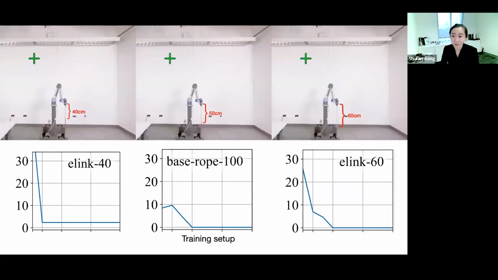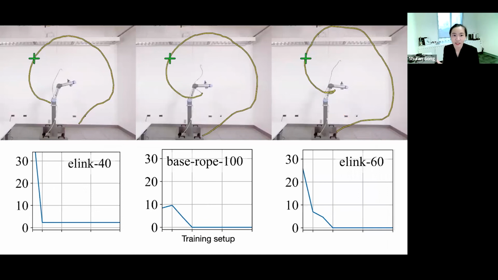As expected, for the embodiments that have a similar length to the training setup, it converges much faster. However, for all the different setups, the system is able to adjust its action to get to a state that has a small error.